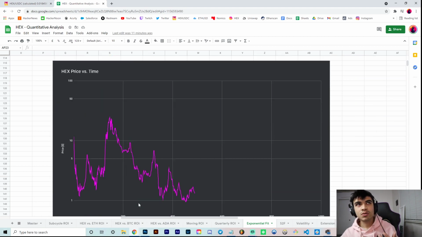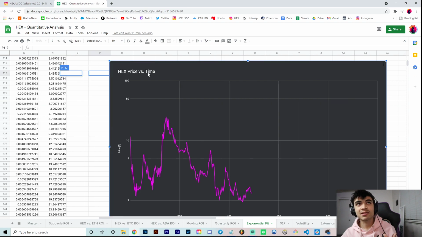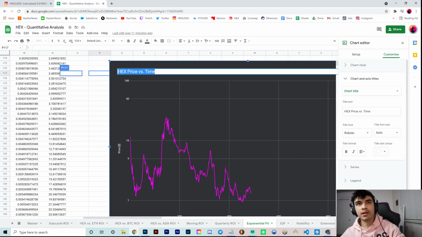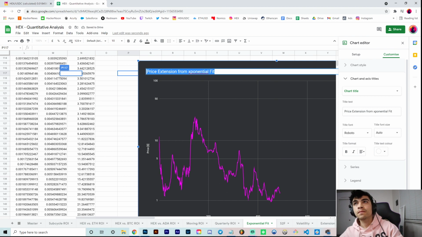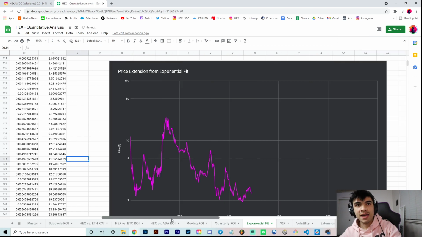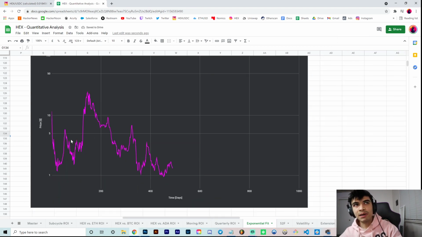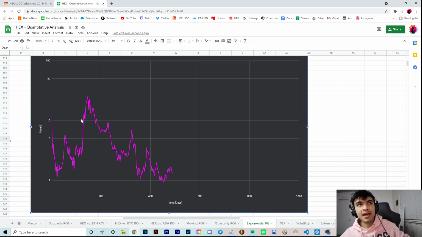By how much? Well, I actually need to change this title here. Price extension from exponential fit, which is what this is. Right? We simply took the actual price of HEX on any given day, divided it by the projected fit with this exponential regression, and you get something like this.